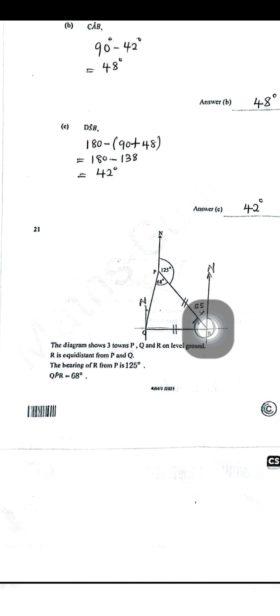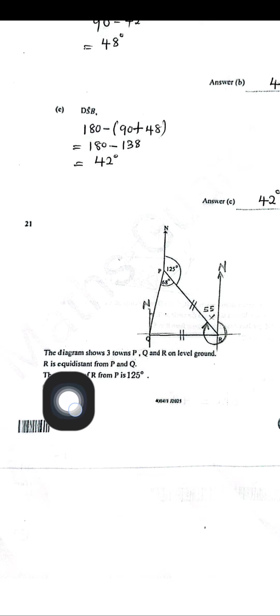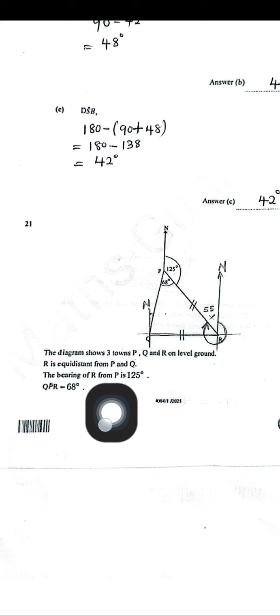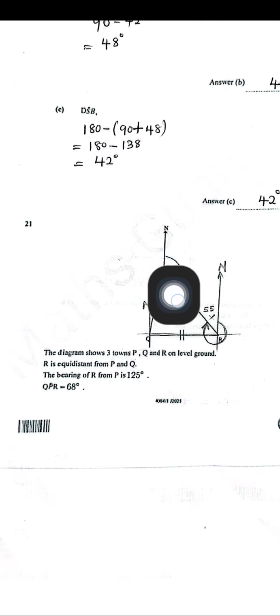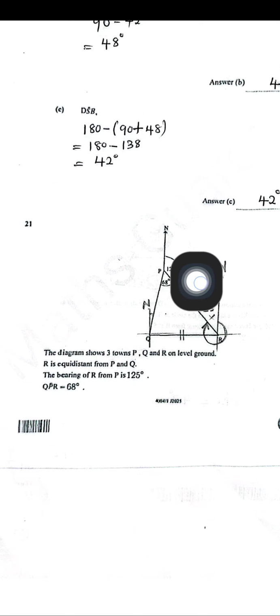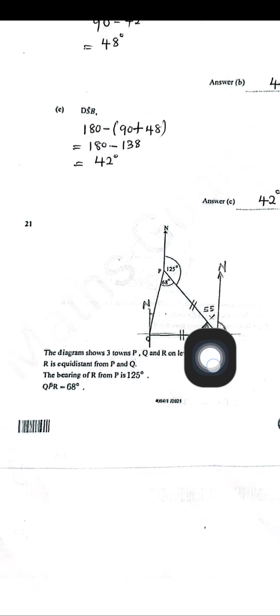I was given a diagram, but I managed to do a sketch. The diagram shows three towns, P, Q, and R on level ground. R is equidistant from P and Q. The bearing of R from P is 125. Where there's P, going from north here is 125. Then inside here we have 68 degrees.